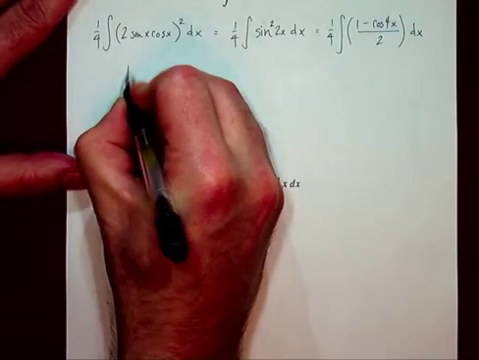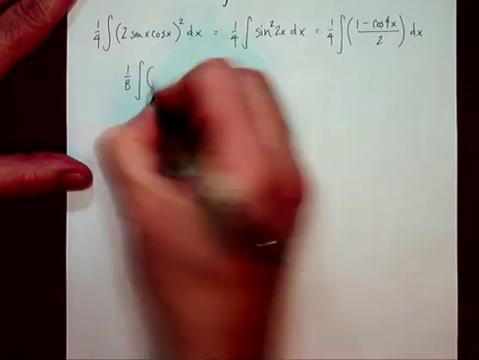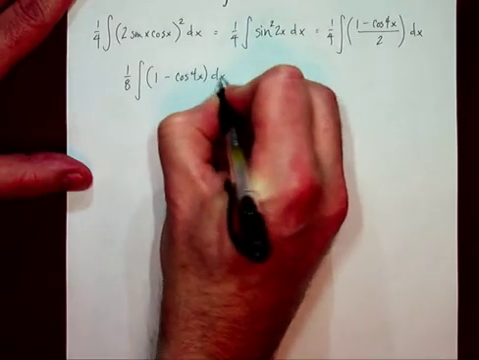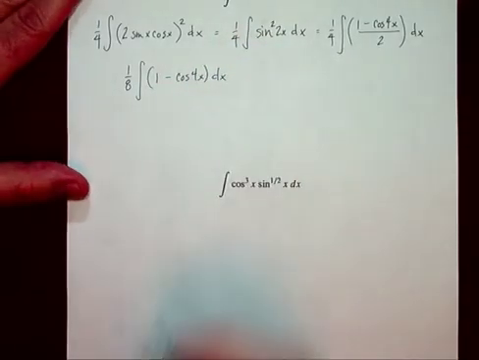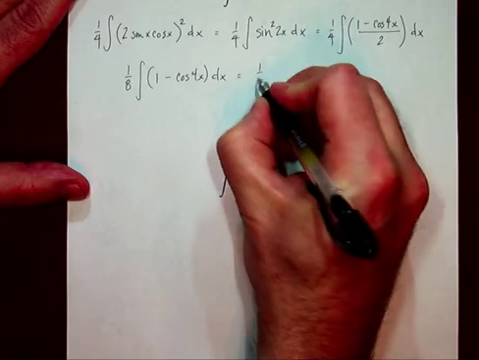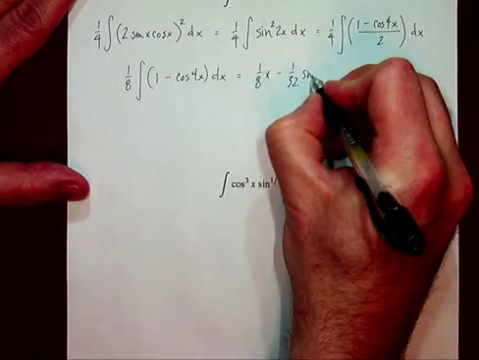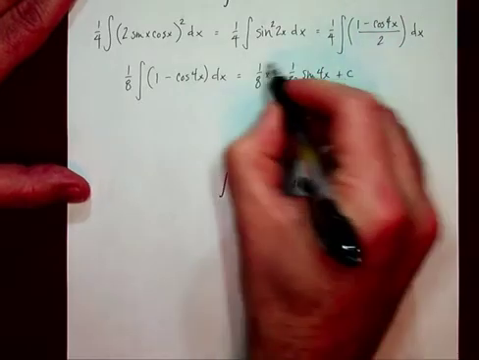And what I get here is 1/8 integral of 1 minus cosine 4x dx, and that is going to get me exactly what I had in the last one. I'm going to get 1/8 x minus 1/32 sine of 4x plus c.